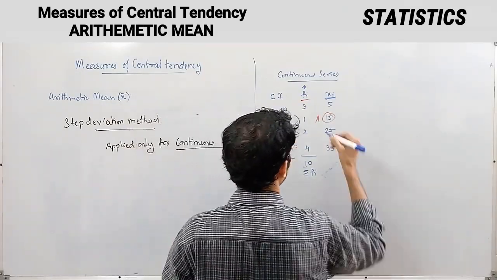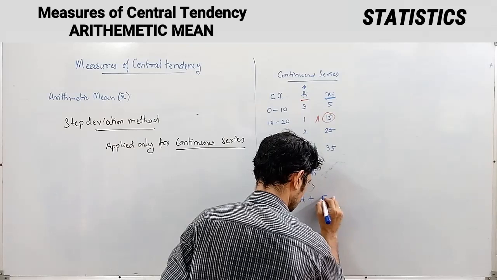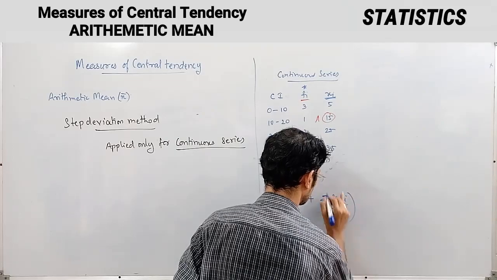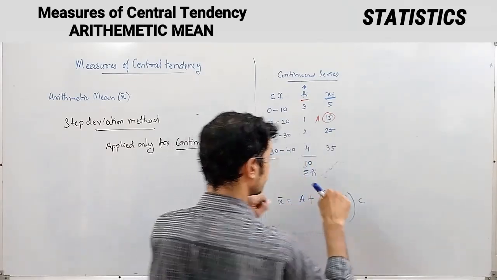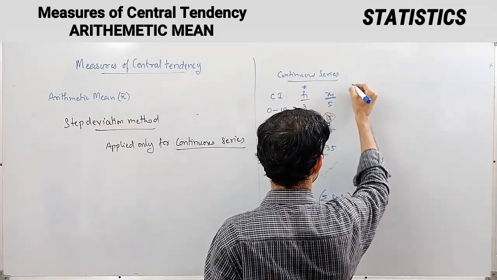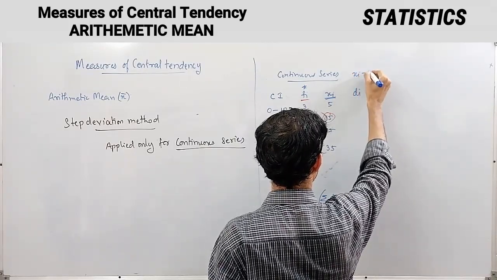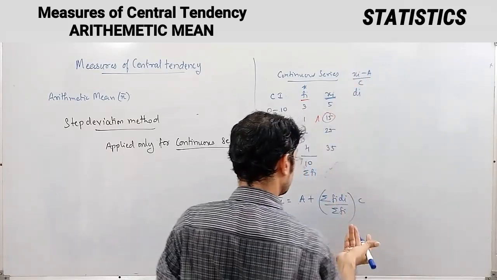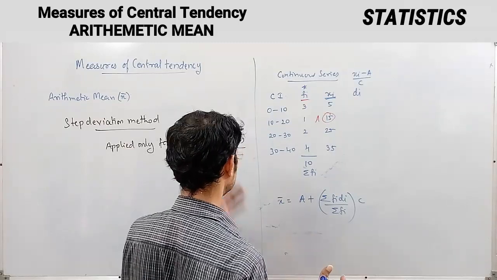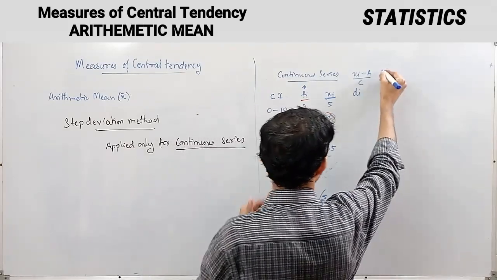In this case, let us consider the formula. X bar equal to A plus sigma fi di by sigma fi into C. What is this di? In the previous case, we had di equal to xi minus A. But now we have di equal to xi minus A by C. What is C? C is the class length. Because this is an exclusive class, the class length is 10 minus 0 equal to 10. C equal to 10.